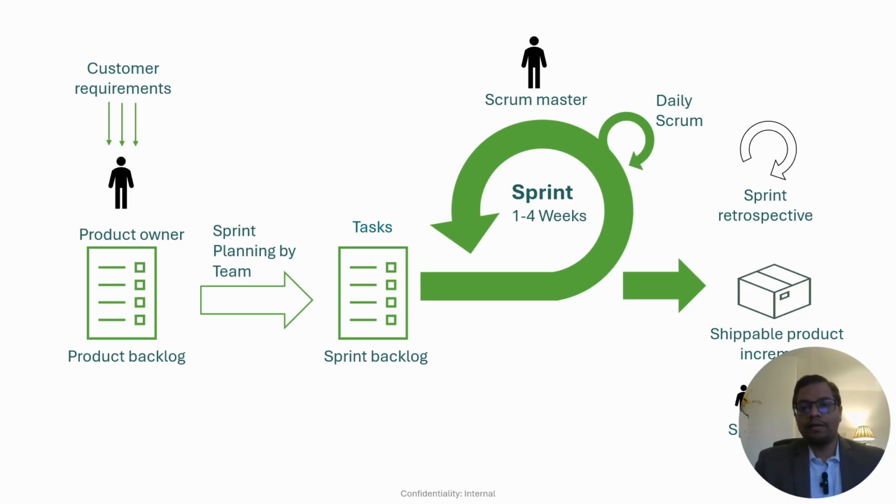After the sprint, the output or the shippable product comes out as an increment. After every sprint, there is a sprint retrospective, which is nothing but a meeting to look back at what we have achieved till now, what went well, what went wrong, and how we can improve the process in the future.